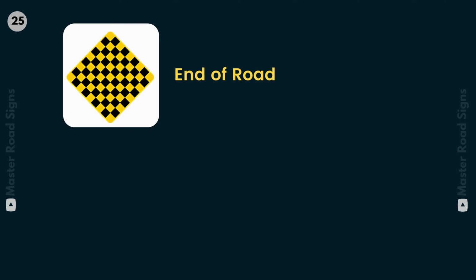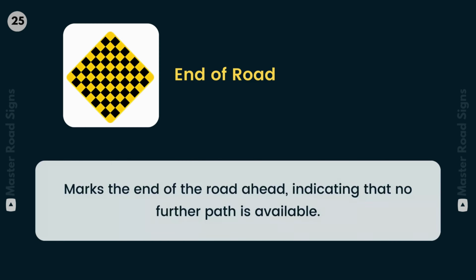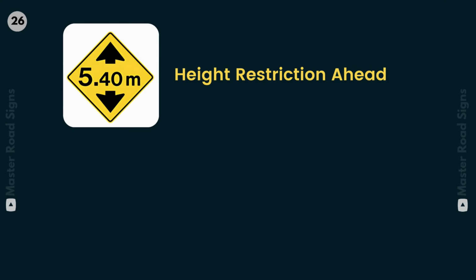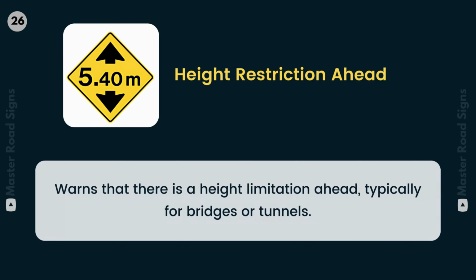End of road sign. Marks the end of the road ahead, indicating that no further path is available. Height restriction ahead sign. Warns that there is a height limitation ahead, typically for bridges or tunnels.